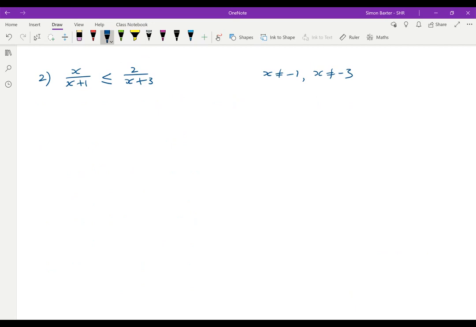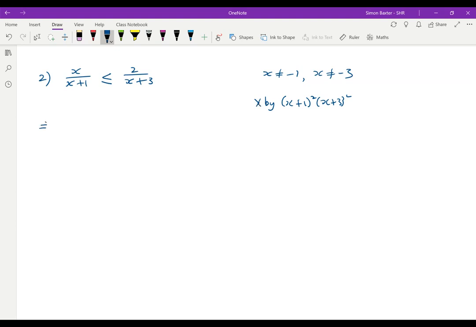Let's look at another example, just a little bit more complicated, but much the same trick. We want to get rid of the denominators, seems a sensible thing to do. Multiplying by x plus 1 is not a good idea. We don't know if it's positive or negative. So we're going to multiply by x plus 1 squared, and at the same time, by x plus 3 squared. So in this case, we are multiplying by x plus 1 squared, x plus 3 squared.